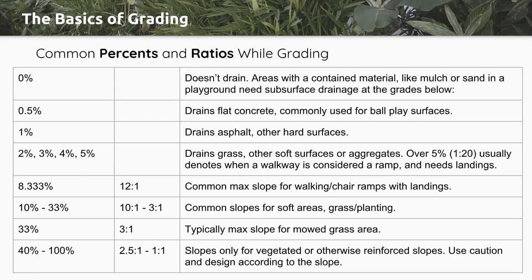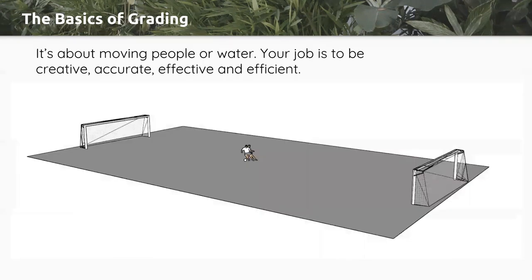So let's go into some examples. When you're going into grading, the way I wanted to simplify it for today is that it's about moving people or water at the end of the day, those are your two main concerns. You can get very creative with it, and you can start using grading in terms of excitement or interest in your design. But your two main concerns are going to be people and water.